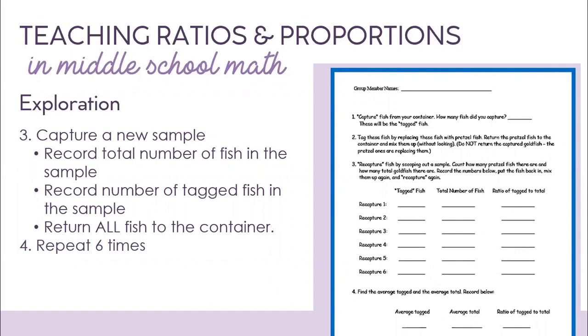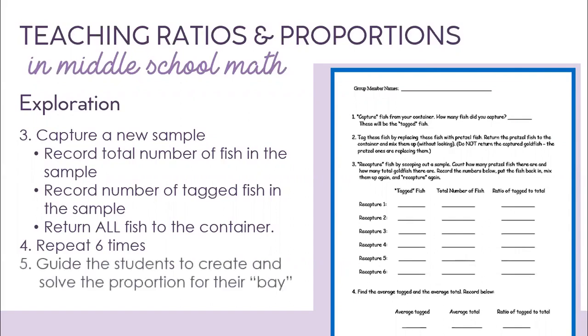And then when they're finished, we guide the students to create and solve a proportion to figure out how many fish were actually in their bay or in their bowl. Now to do that, you can see the recording sheet down here. They had to find the average number of tagged fish in their captures and the average total number of fish in their captures. So they needed that. So we worked on that together.